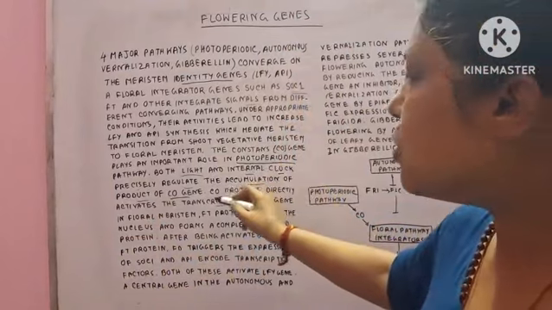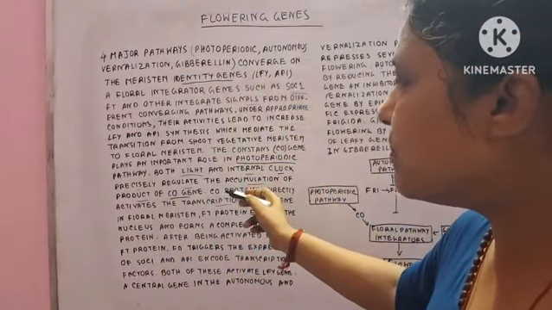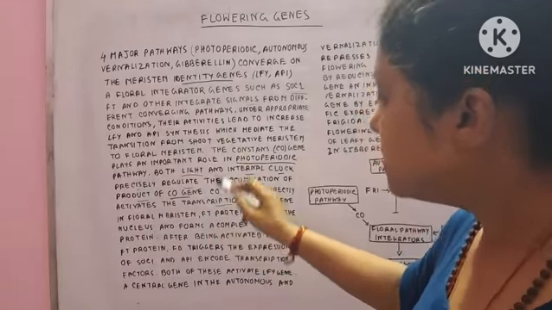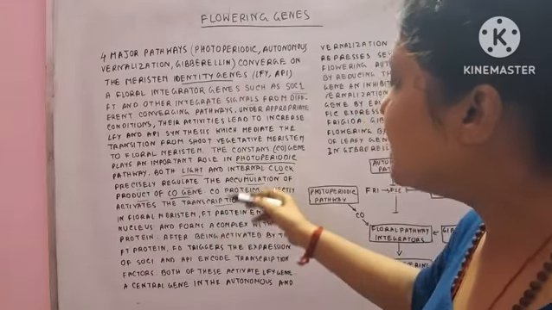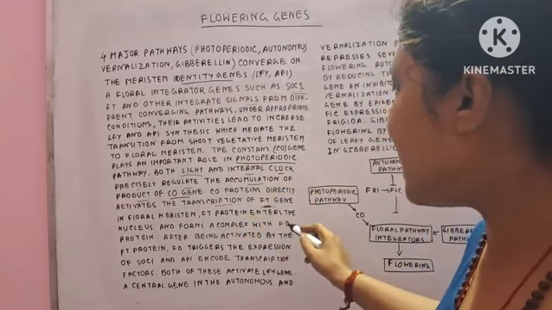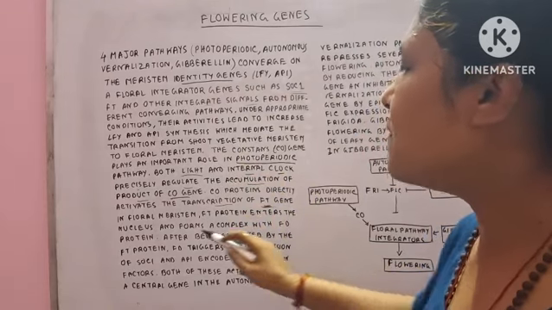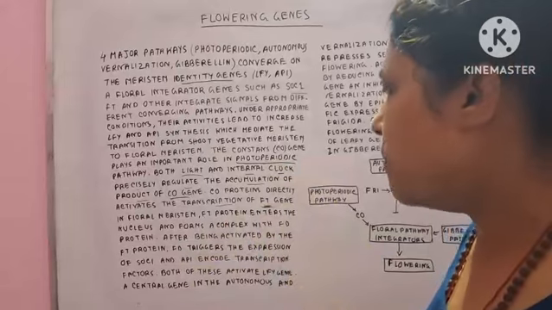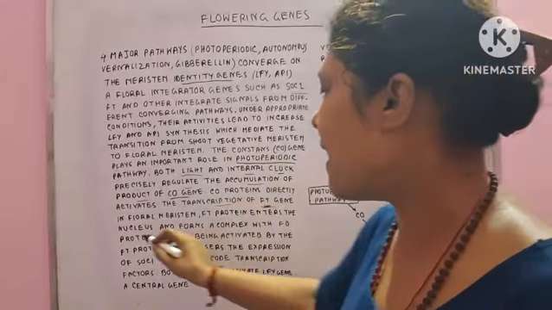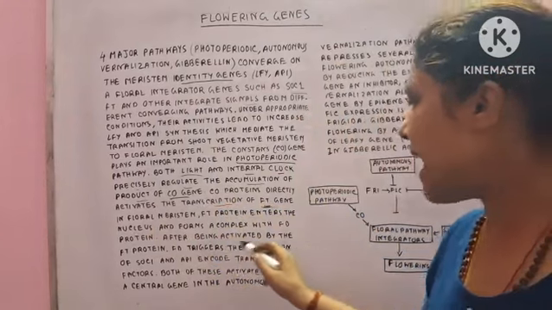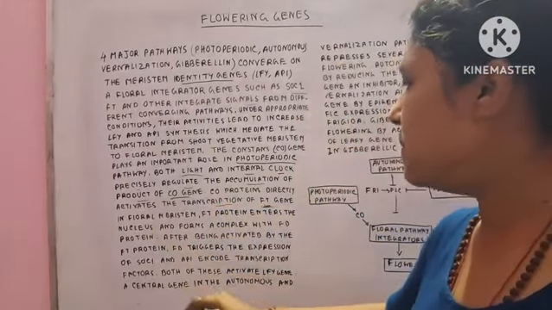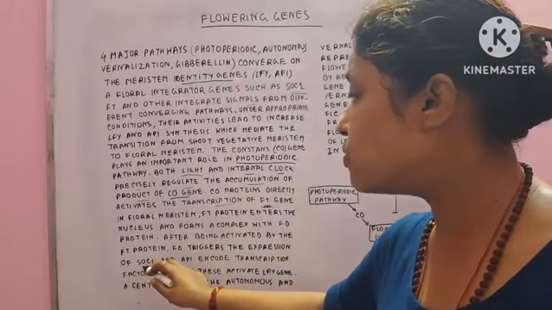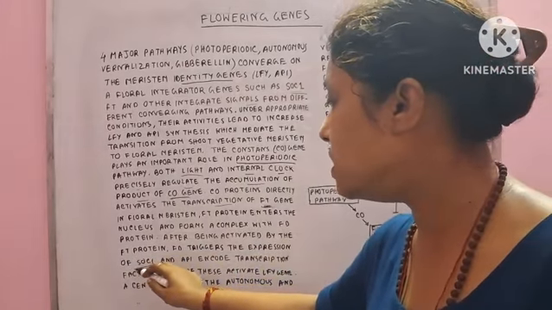So here CO activates and then a protein is produced that induces the activity of the FT gene. Then FT protein is produced, and it activates the FD gene and the FD protein is now produced. Okay, then a complex is formed with this FT protein and the FD protein. After being activated by the FT protein, the FD triggers the expression of SOC1. This is another gene.